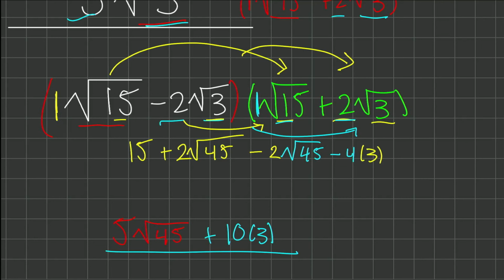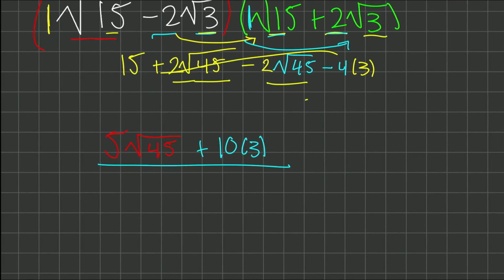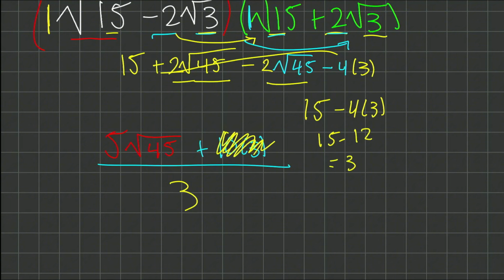So you're going to notice that we're going to have 2 root 45 minus 2 root 45. You're adding it and then you're subtracting it. Does that mean they cancel out? Yes, it does. So what you're left with is 15 minus 4 times 3 on your denominator. 4 times 3 is 12. 15 minus 12 is 3. So this whole thing divided by 3. So you have 10 times 3 is 30.